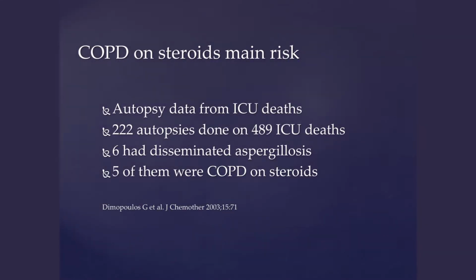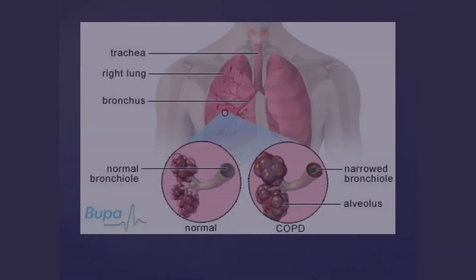So now other people have gone on to study the problem of aspergillosis in the ICU patients, and this is quite an important study where they realized that of all the autopsies they performed, 6 had disseminated aspergillosis, and 5 of these 6 were COPD patients on steroids. So we can now probably look at the problem of COPD and invasive aspergillosis.